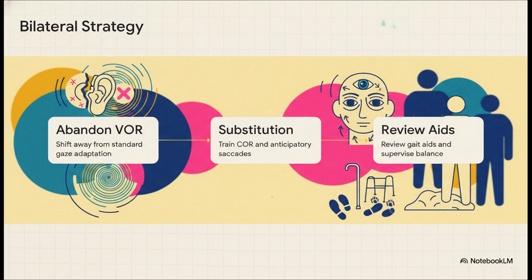Step 2, shift heavily to substitution vestibular rehabilitation therapy. We're talking about training the cervical ocular reflex, practicing anticipatory saccades, and really leaning into proprioceptive cueing.